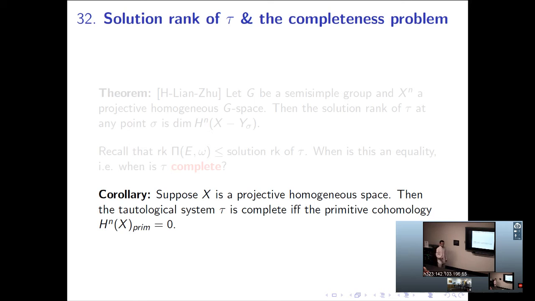And if that's zero, what are we saying? Then tau is complete. Okay, then all the solutions come from these geometric solutions. Yeah, then all solutions actually come from periods over the hypersurface.